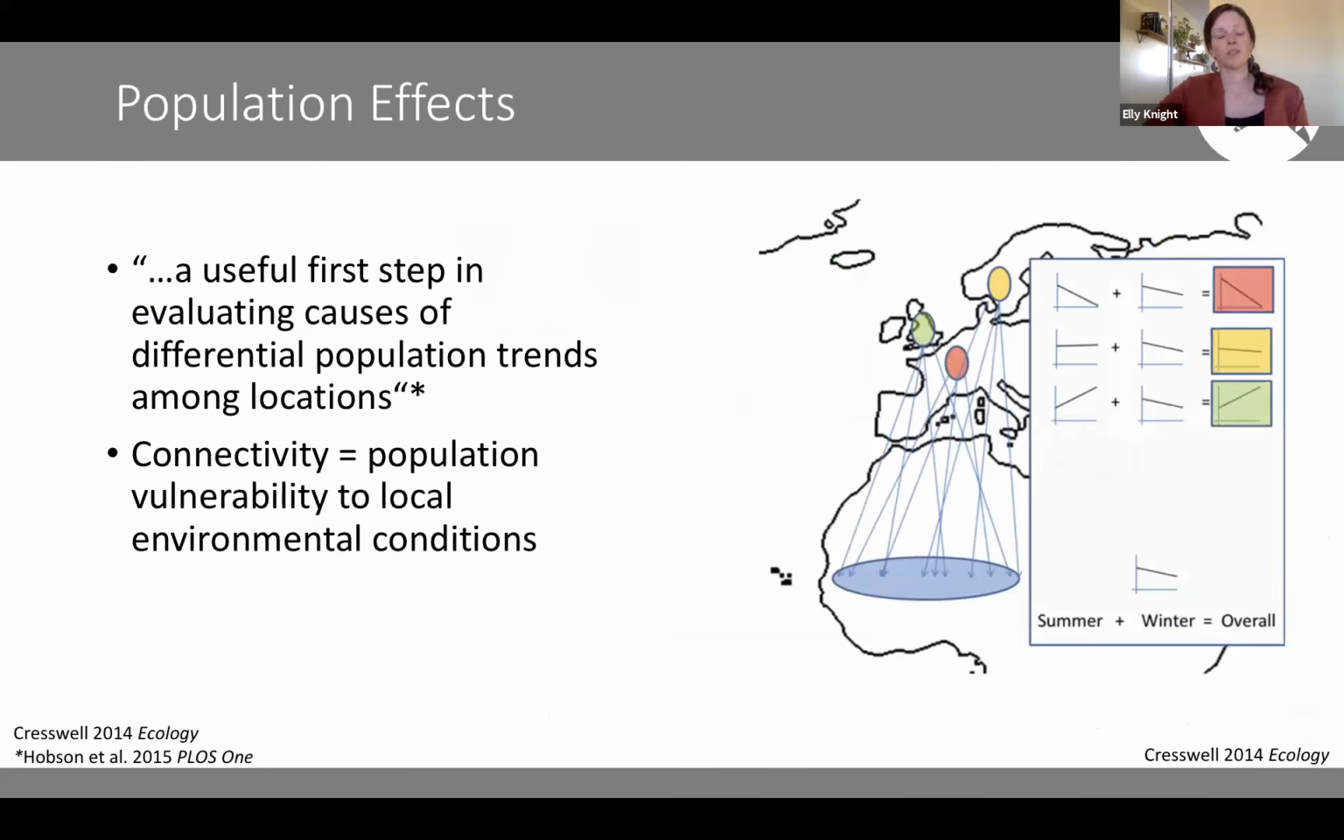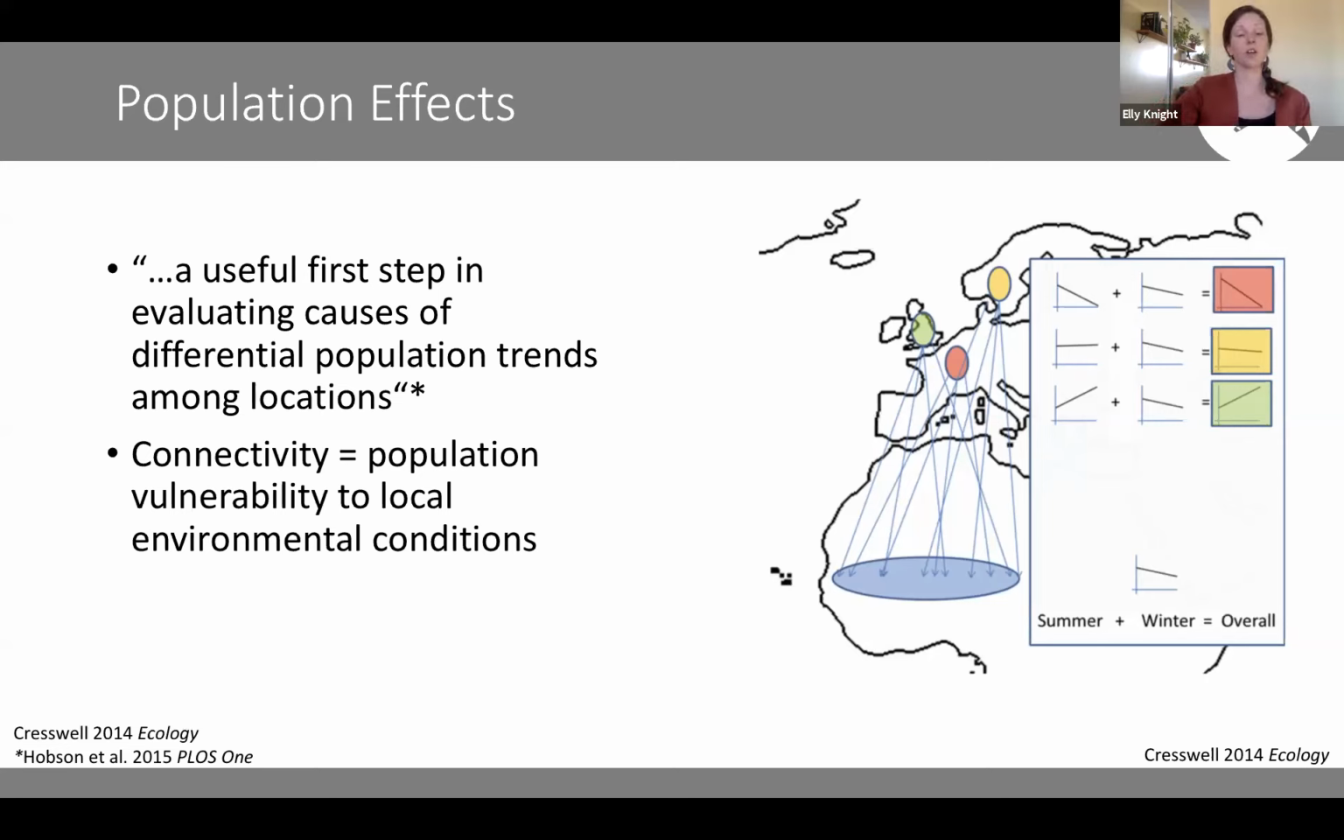So Keith Hobson, I think, coined this phrase in one of his papers: migratory connectivity is a useful first step in evaluating causes of differential population trends among locations. And so today we're going to talk about how to take that first step. As Autumn Lynn mentioned, connectivity can be used to understand the factors that cause differential population trends, because when populations have high migratory connectivity, it means that individuals from each population stay together at other places in the annual cycle, and thus are vulnerable to local environmental conditions at those places.